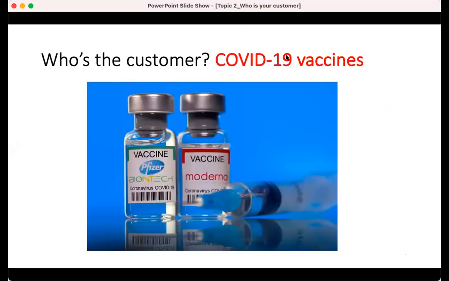Now, before we begin, let me ask all of you. You can use the group chat to reply. Who do you think is the customer for the COVID-19 vaccine? Just a simple question, right? We know that we are all rushing to get vaccinated. Of course, our parents, the elderly people, have already got their vaccines. But who are the real customers of COVID-19 vaccines?